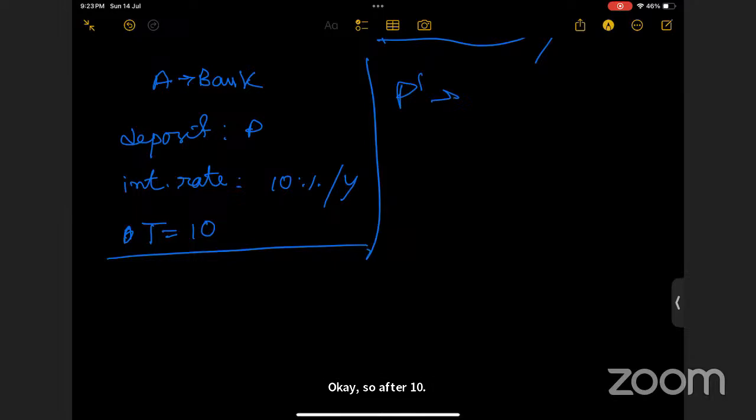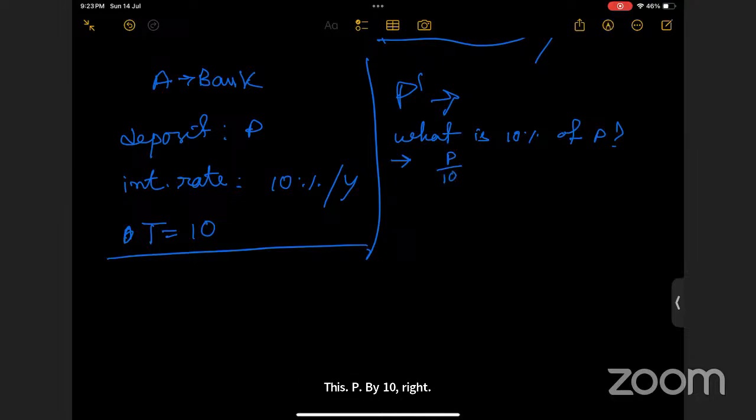P became P dash, right? So what is P dash after 10 years? We have 10% per year, right? So what is 10% of P? Any one of you? What is 10% of P? 10 P by 100. Yes. So this is P by 10, right?